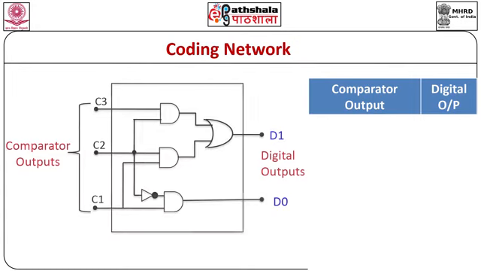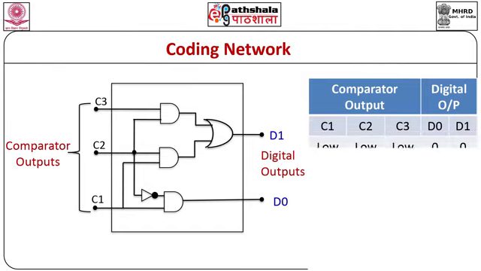The figure shows the coding network using logic gates. Inputs to the coding network are the comparator outputs C1, C2 and C3, whereas the coding network will have outputs, obviously, digital D0 bit and D1 bit. For this circuit, when C1, C2 and C3 are all low, the circuit will generate the output D0 bit and D1 bit as 0, 0.